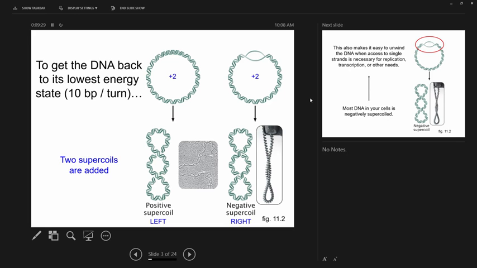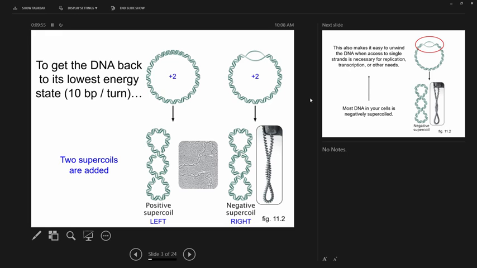The second thing is, by adding negative supercoils like this, and your DNA and bacterial DNA is almost always kept in a negatively supercoiled form, you have the ability to go from this to this without breaking any phosphodiester bonds. So the energy for converting from this form to opening it up like that is very little. You're just removing the supercoils, and that causes the DNA to unwind.